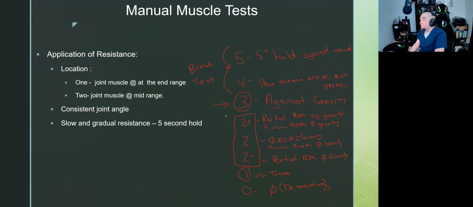If I've got no range of motion against gravity, and I only have partial range of motion, gravity eliminated, that's a 2-. Good, Ariana. And then a trace is just if she was feeling on me and she could feel it. So I'm going shoulder flexion. She's going to be up here on the anterior deltoid, and she feels that anterior deltoid kind of quiver. The levels are designed so that as you move up, it gets more challenging.